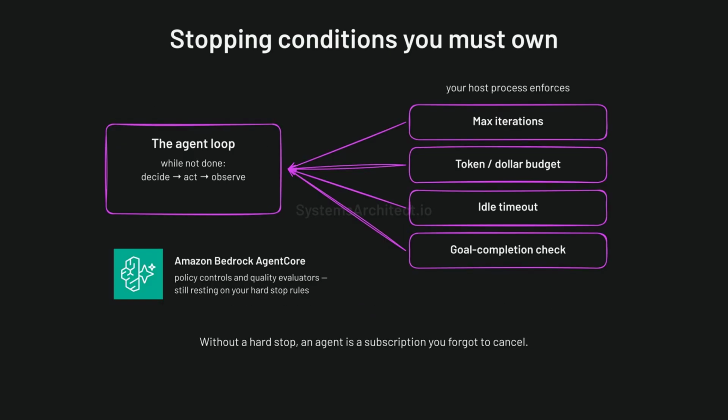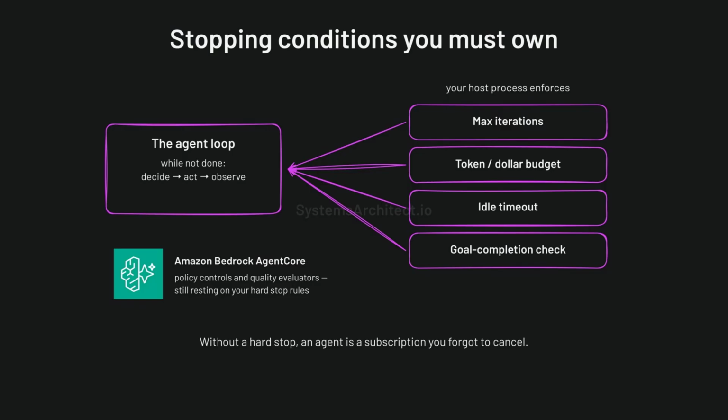The model doesn't inherently know when to stop exploring. Your host process must enforce max iterations, token or dollar budgets, idle timeouts, and goal completion checks. A tiny loop that returns when the model says done or after max turns is the skeleton of every production agent. Platforms such as Amazon Bedrock Agent Core now ship policy controls and quality evaluators for tool selection. They still rest on those hard stop rules. Production systems add retries, parallel tools, human approval, and durable state on top of that same skeleton.